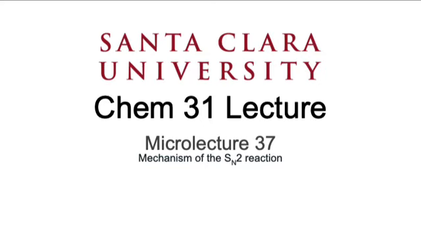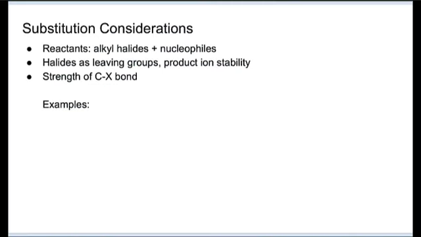Welcome to Microlecture 37. We're going to talk about the mechanism of SN2 reactions. Okay, so some considerations that we want to make when we're thinking about these substitution reactions are that the reactants are going to be an alkyl halide usually and a good nucleophile. And so we're going to talk about examples of alkyl halides and nucleophiles and being able to identify what would make a good set of reactants for a substitution reaction.